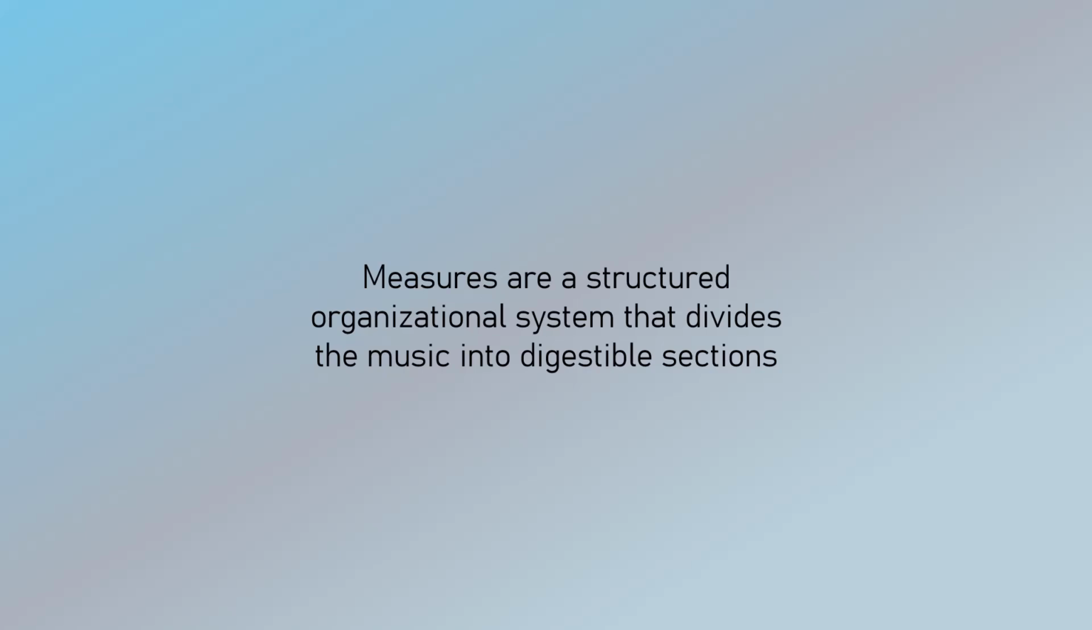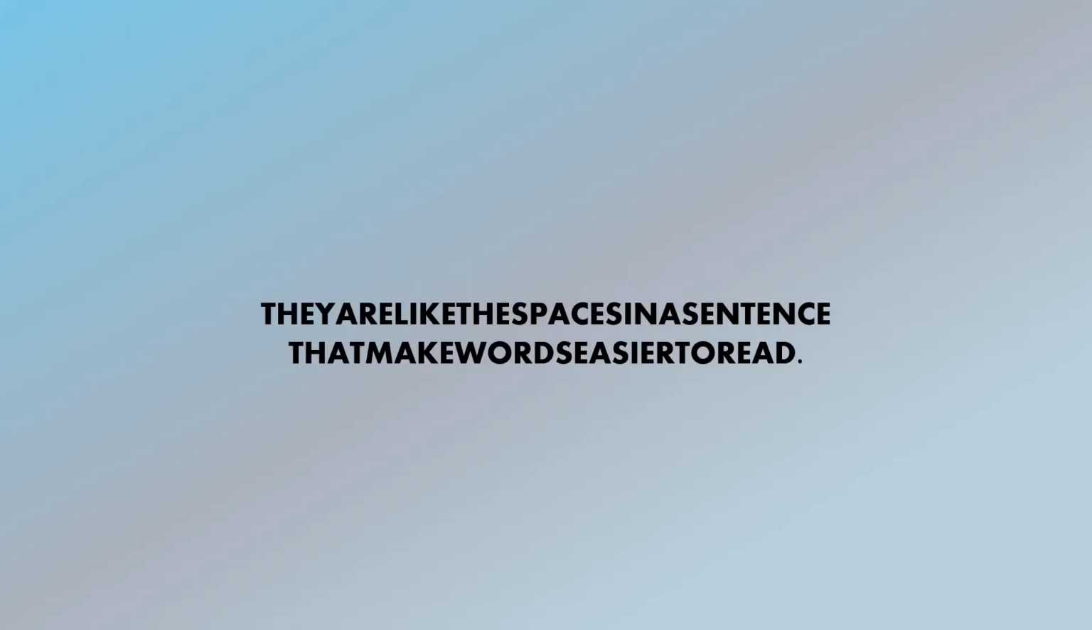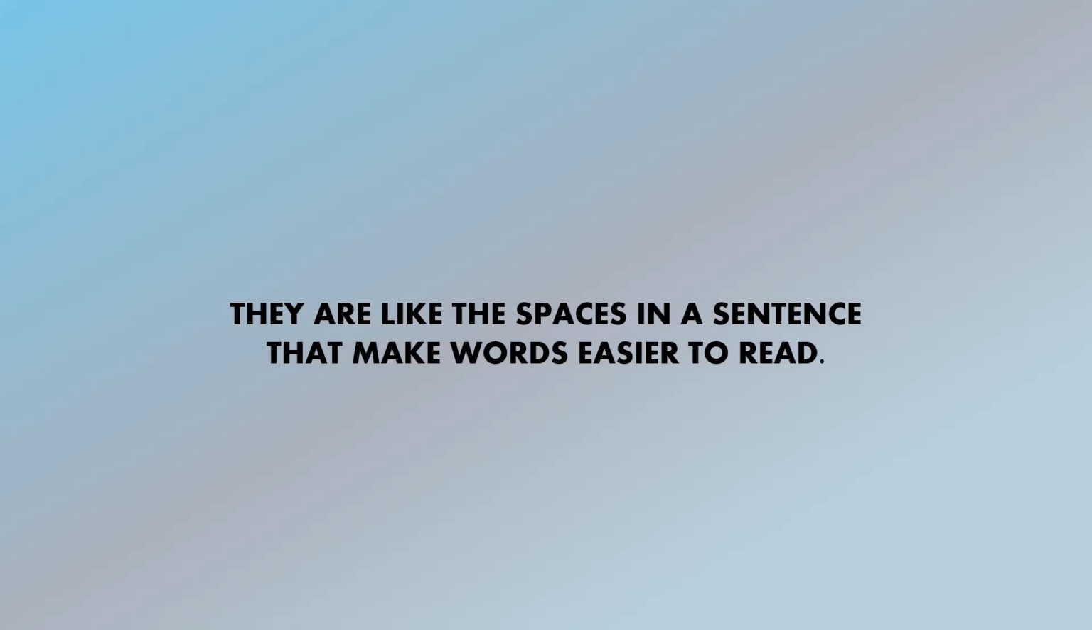Measures are a structured organizational system that divides the music into digestible sections, allowing for an easier time to read. They're like the spaces in a sentence to make words easier to read. Side note, did you know that there was actually a time before words had spaces between them? Anyways, getting back on track.